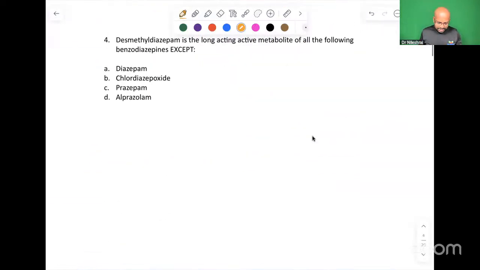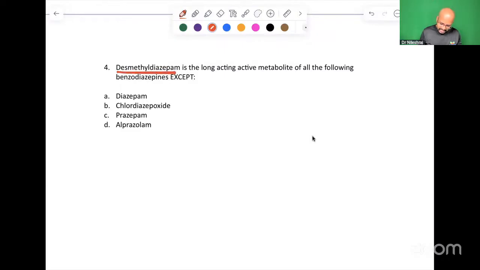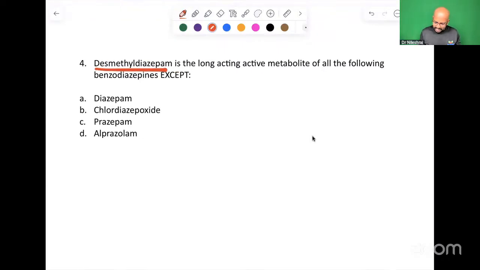We'll move to the next question. Desmethyldiazepam is the long-acting active metabolite of all of the following benzodiazepines except. See, this question appears like a pharmacokinetic or difficult based question, but no, guys, it is actually taken from an important one-liner PYQ also.